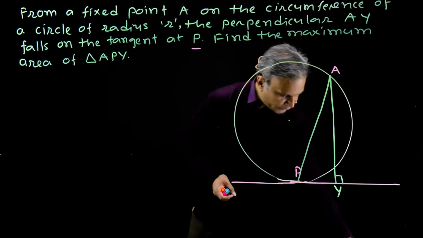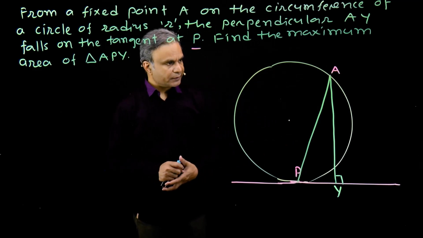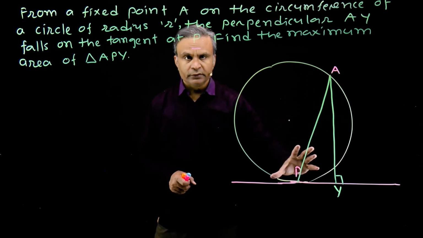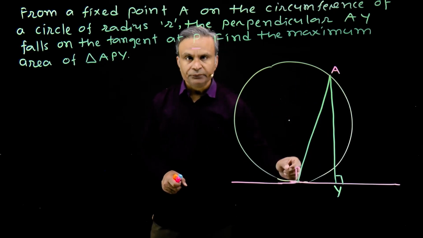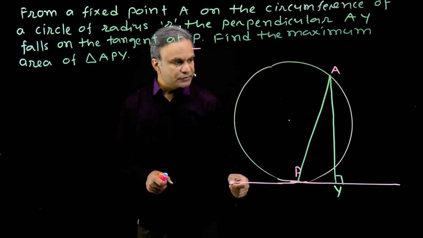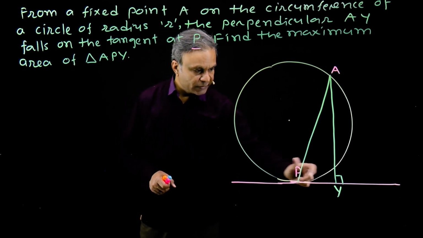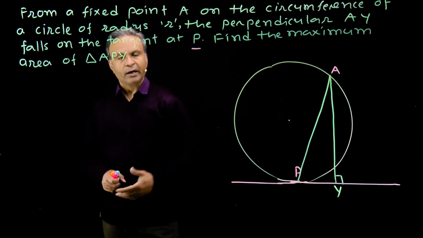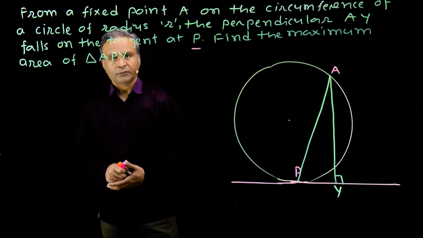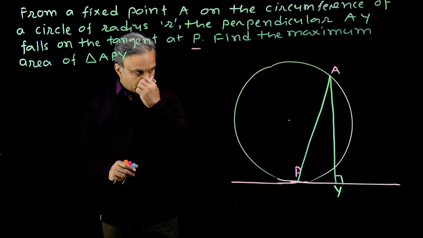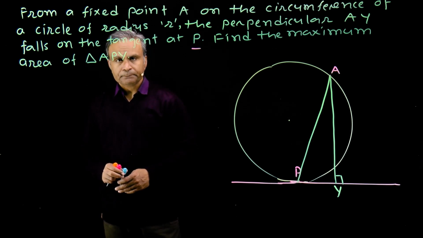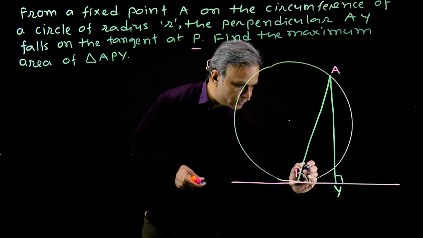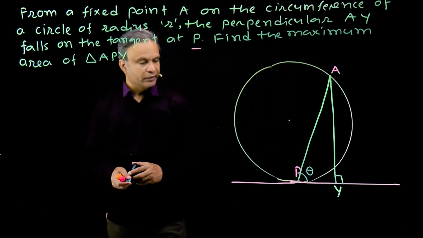Now tell me, how can we find the area function? This is a variable triangle because point P can be taken anywhere. We can take point P anywhere on this circle. So we have variable points P and Y. So this triangle is variable, its area will be variable. Then how can we find this variable area? Where should we introduce a variable? We can introduce a variable here. Suppose this angle is theta. Angle theta is variable.